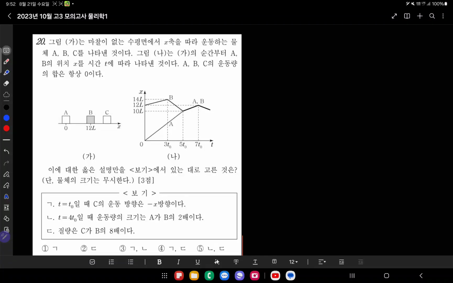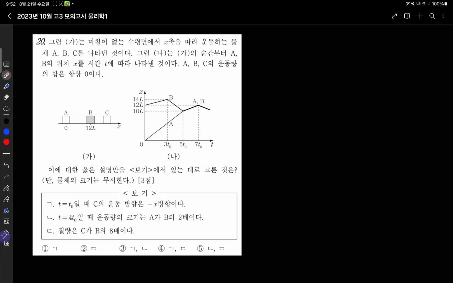Hello everyone. In this problem, there are three objects, A, B, and C, moving along the x-axis. And there are three collisions.